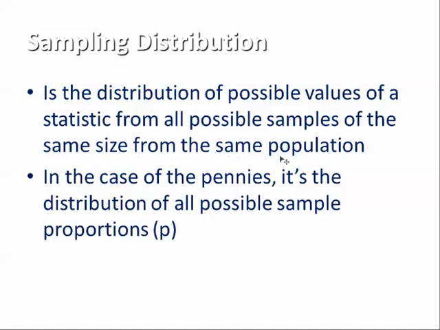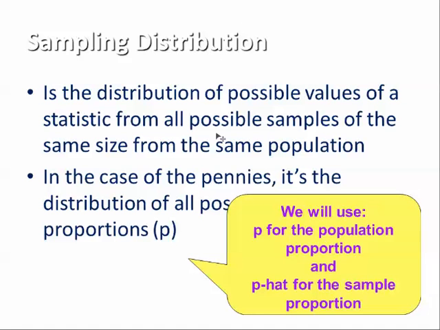Okay? So, the sampling distribution is the distribution of possible values of a statistic from all possible samples of the same size from the same population. That's what a sampling distribution is. I know that's a weird statement. Basically, what I'm doing is I'm taking a sample, I'm taking another sample, I'm taking another sample. If I take all of them and they're all the same size, that's called a sampling distribution. In the case of the pennies, it's the distribution of all possible sample proportions, p hat. That's exactly what we're looking at.